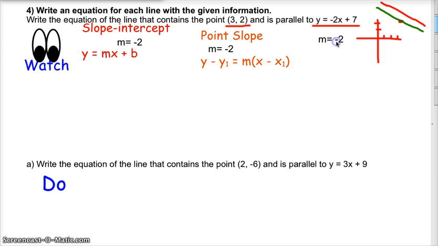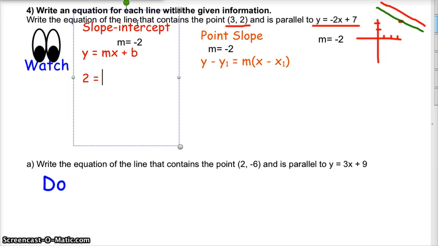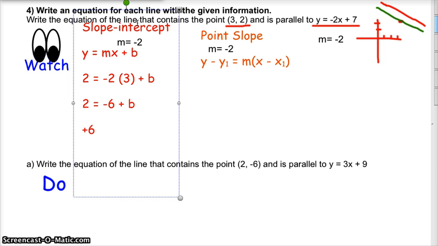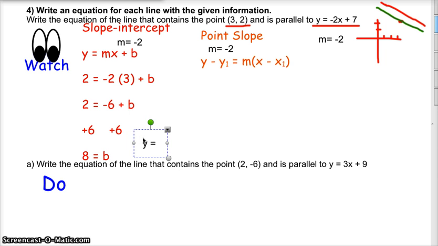and it doesn't matter which method you use, slope-intercept or point-slope. I'm going to do both here just for the sake of example. y equals mx plus b. The y value is the positive 2 in the point. My m, the x value is the 3, plus b. I need to get the b by itself, so add the 6 to the other side. 8 equals b. My final answer, y equals -2x plus 8.